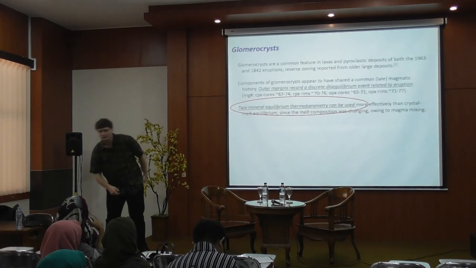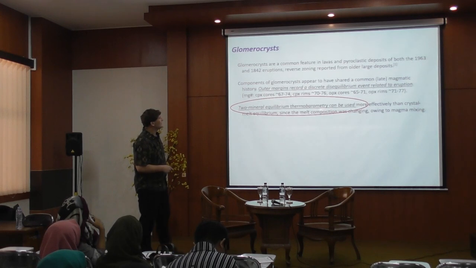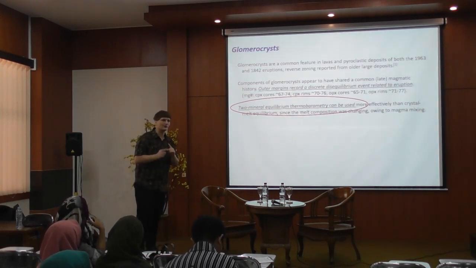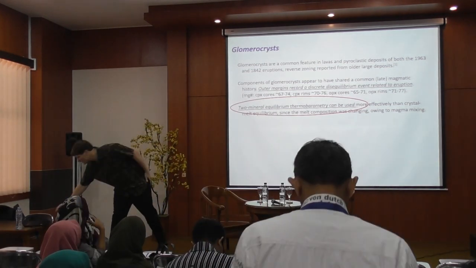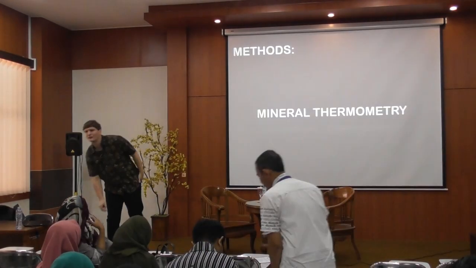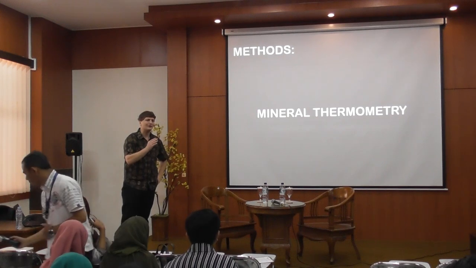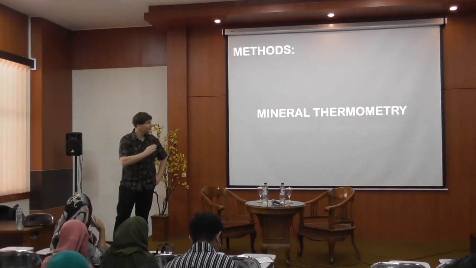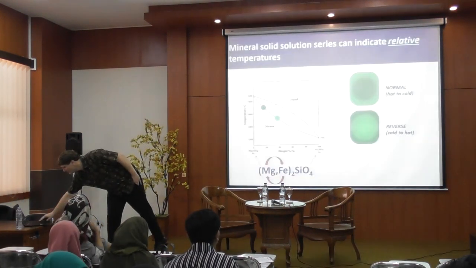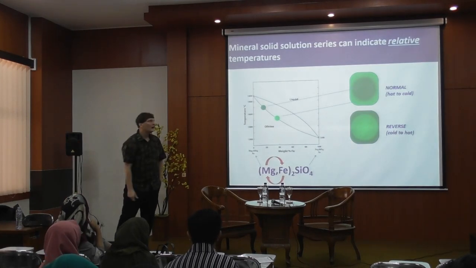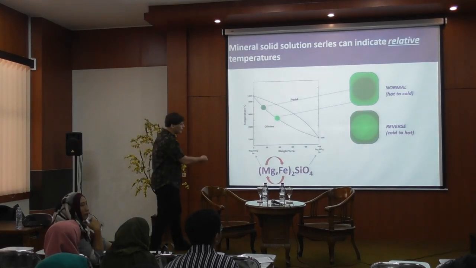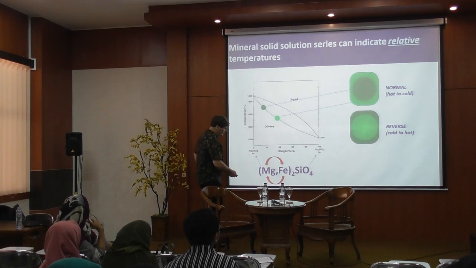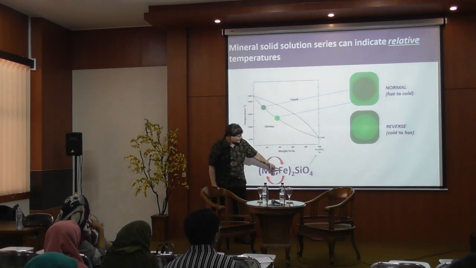So, in particular, it can give us a few things, but to start with, it can give us the temperature at which these things form. And so that's another method that we use, which is mineral thermometry. I don't know how familiar you guys are with minerals. All right, so here's one example. This is olivine, a common mineral in the Earth's mantle. It's a solid solution series between a magnesium and an iron end member.